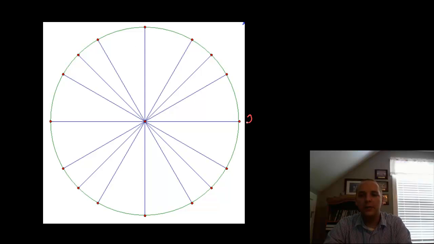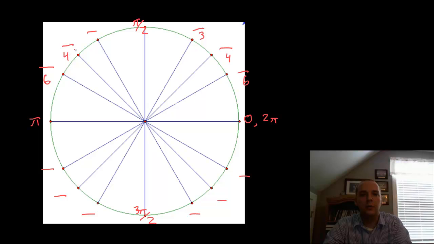All right, this is 0 or 2 pi. If you complete a full revolution, that makes this pi, that makes this pi over 2, and that makes this 3 pi over 2. Okay, now let's try to fill out these intermediate angles here. Let's use the patterns that we know. We know the denominators will always go 6, 4, 3, 6, 4, 3 as we move away from the x-axis.